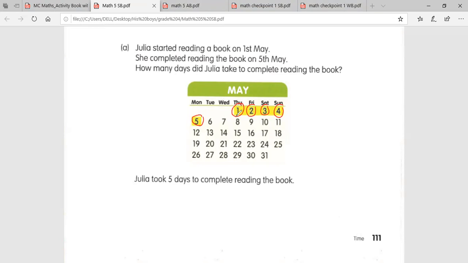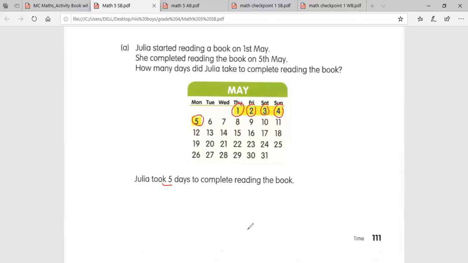If you count 1, 2, 3, 4, 5, how many days? You have 5 days, because she started reading the book on 1st May: 1st, 2nd, 3rd, 4th, and 5th. How many days? We have 5. Thank you, Muhammad. The next one.